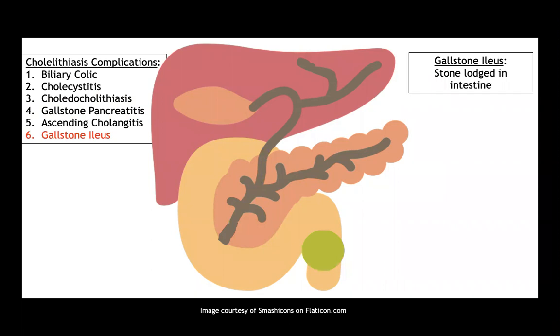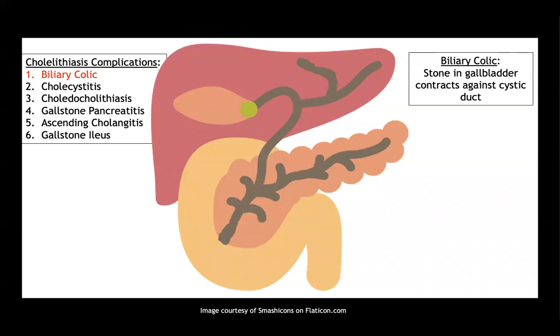And lastly, gallstone ileus is when a very, very large gallstone can make it into your GI tract and it gets stuck in your intestine. So let's start with biliary colic, which is when the stone, still in the gallbladder, contracts against the cystic duct.